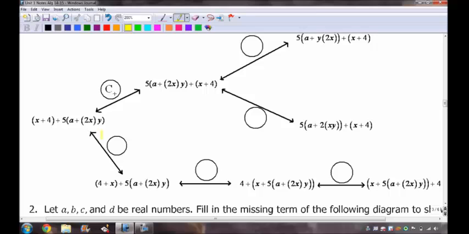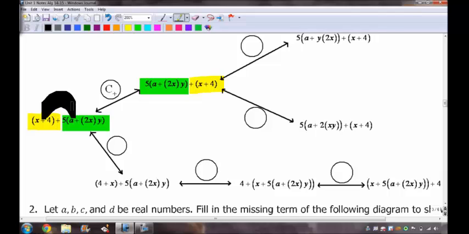So if you notice in the first example right here, we've got x plus 4 first, and then we have x plus 4 second. Those are identical, right? And then right here we've got 5 times a plus 2x times y, and here we've got 5 times a plus 2x times y. So what's just happening is you are simply changing the order. So that's why we've got C plus, because you're changing the order of the addition between those two expressions, okay?